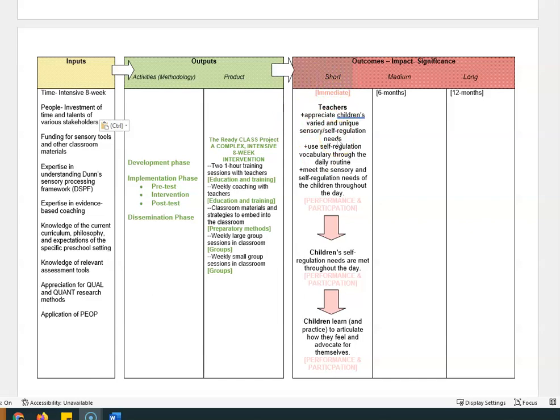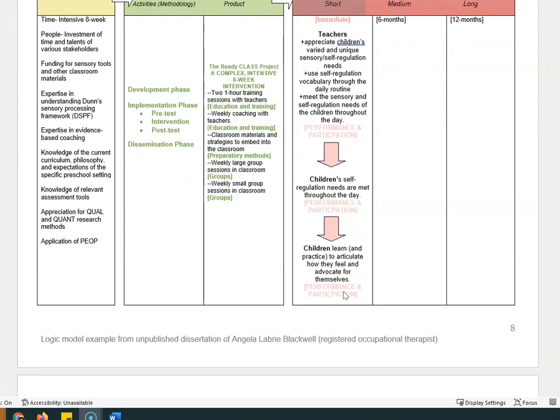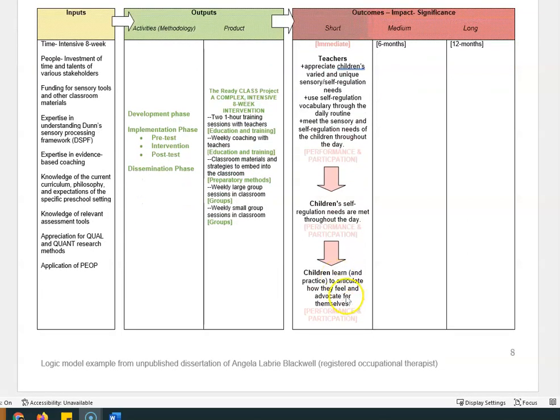Okay, so with that in mind, in the short term, as an immediate response to the intervention, to the project, teachers would start to appreciate the varied and unique sensory and self-regulation needs of the children, they would use self-regulation vocabulary throughout the daily routine, and they would meet the self-regulation needs of the children throughout the day. So the teachers' performance and participation is enhanced and influences the children. The children's self-regulation needs are being met, which improves their performance and participation. And then finally, the children learn to articulate how they feel and advocate for themselves.